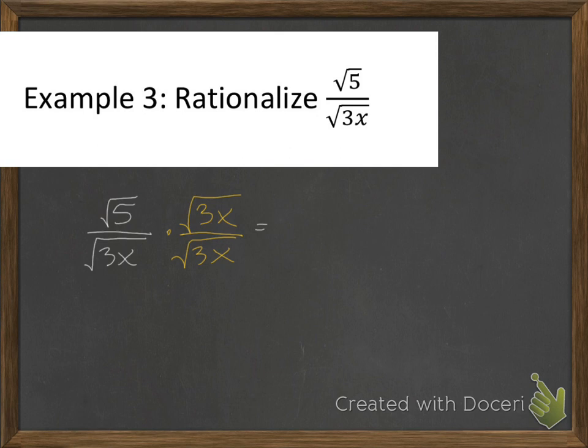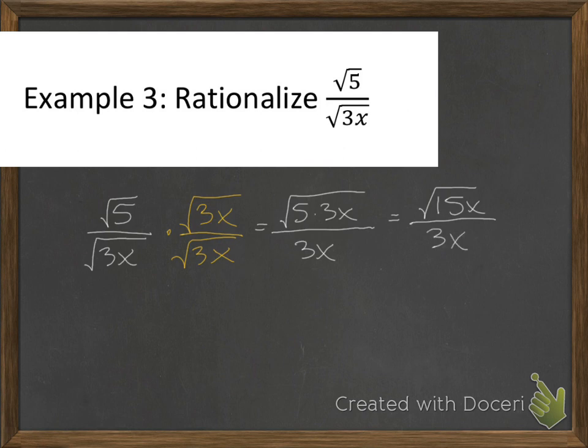Okay, so the square root of 5 times the square root of 3x, we can put this all under the same radical, 5 times 3x. And then, of course, the square root of 3x times the square root of 3x is just 3x. So, last but not least, we can multiply 5 times 3 and get 15. So we have the square root of 15x divided by 3x. And that's how we rationalize the denominator in that example.